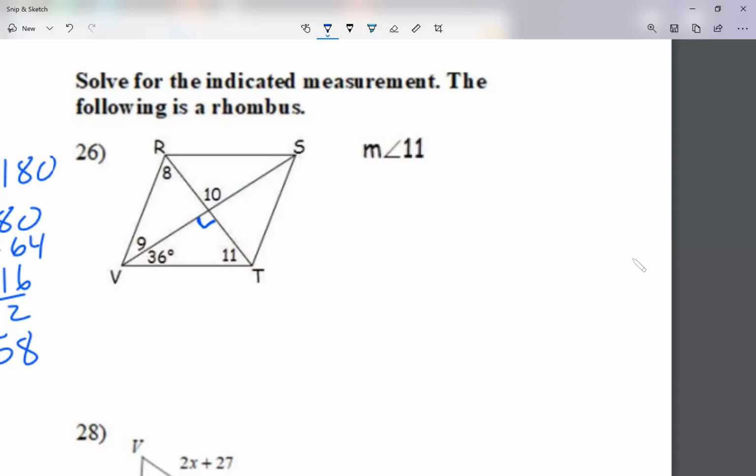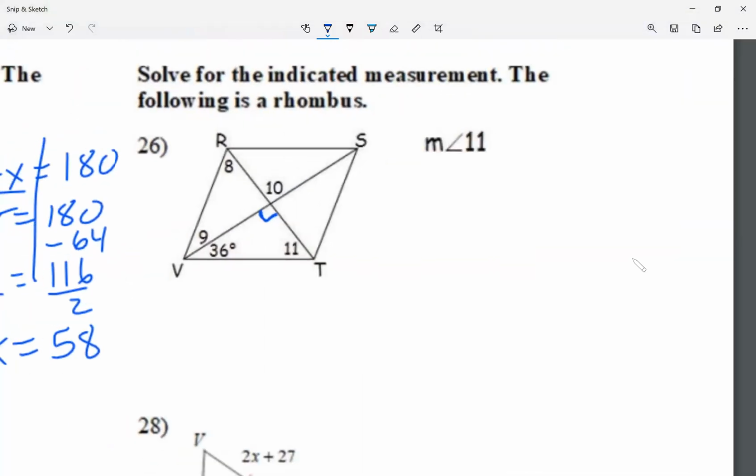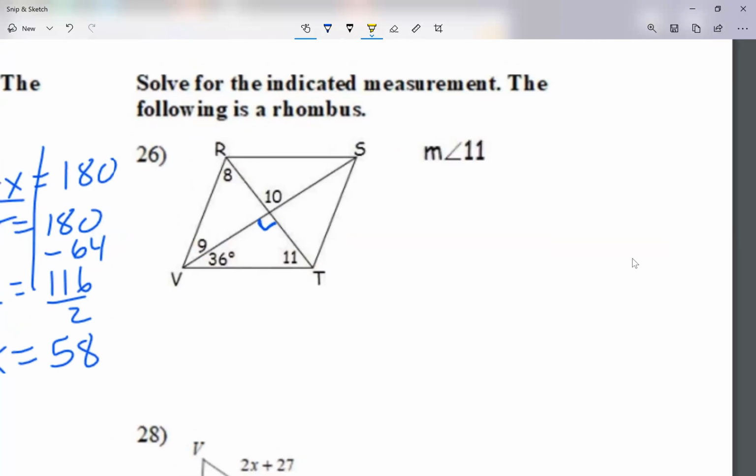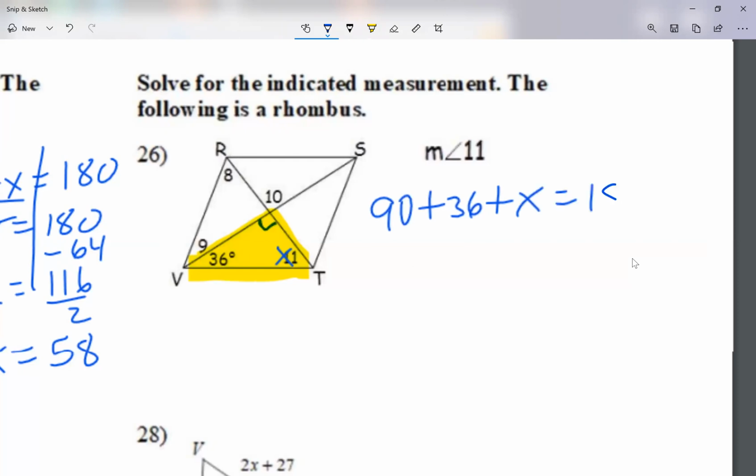Okay, so here I'm solving for the measurement of angle 11. Oh, cool. I think I have what I need because I'm looking at a triangle. Let me show you which triangle I'm looking at. I know two angles, right? 36 is one angle, 90 degrees is another angle. So I can solve for angle 11 because for right now, let me call it X. I don't know what it is, but I'm just going to go 90 plus 36 plus X equals 180. Remember the three angles of a triangle always add up to 180.